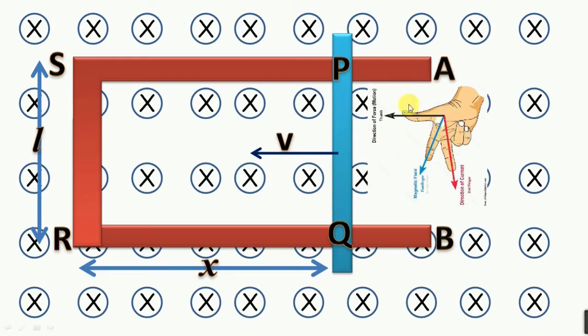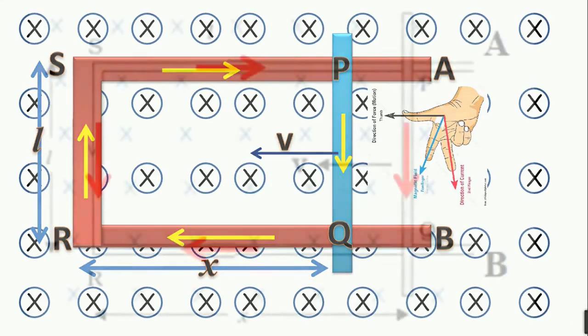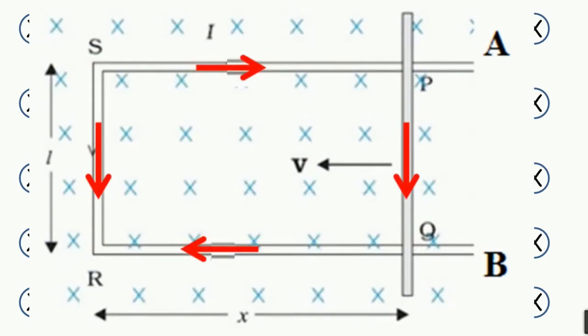So the magnetic field is into the plane of the screen, the direction of force is towards the left, so current will flow in the downward direction. So this current will flow through this circuit. Using this diagram we will derive the formula for motional EMF.